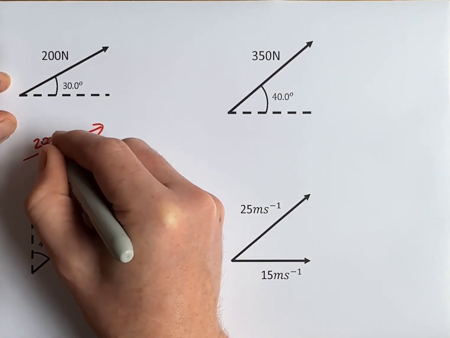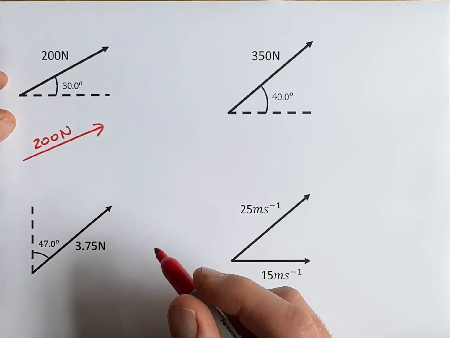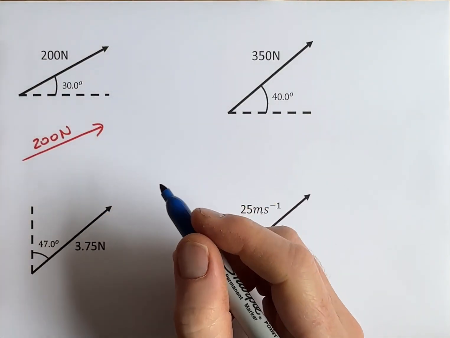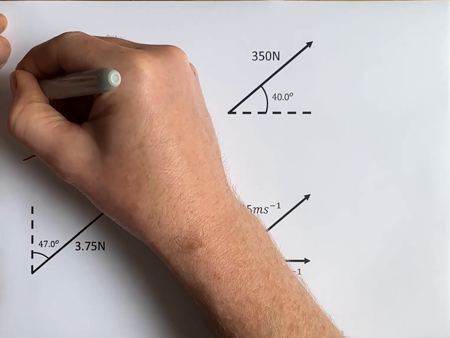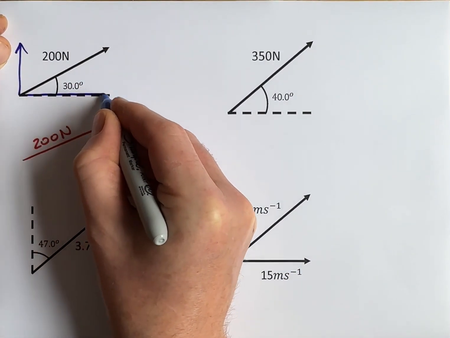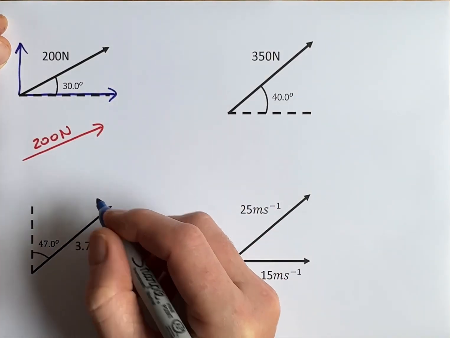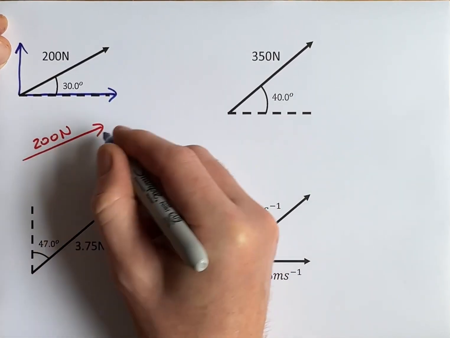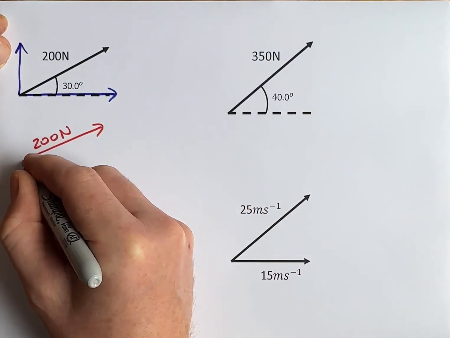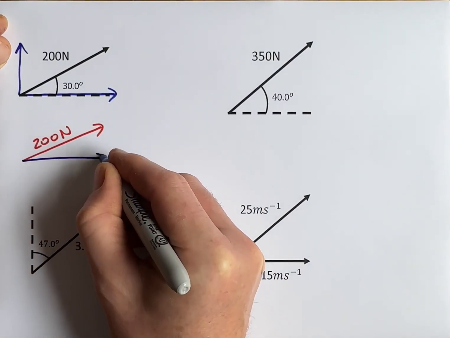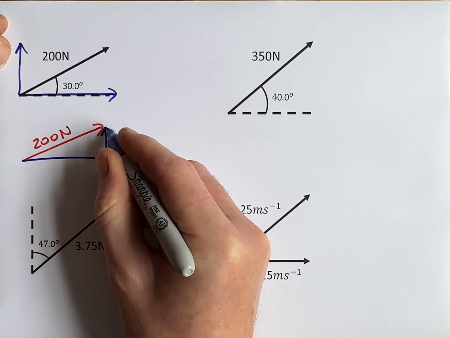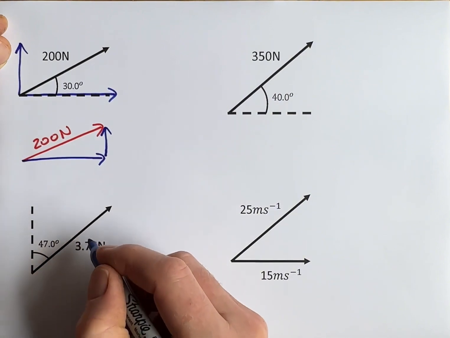200 Newton force. There it is. Okay, and what we know about this 200 Newton force is it's got a horizontal and a vertical component. But we often draw this into a vector triangle. So the way to do this is, here's the horizontal component and then there's the vertical component. And we've put those head to tail, and that gives you then the resultant.